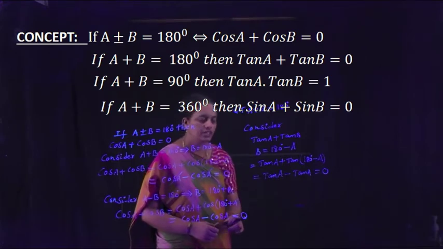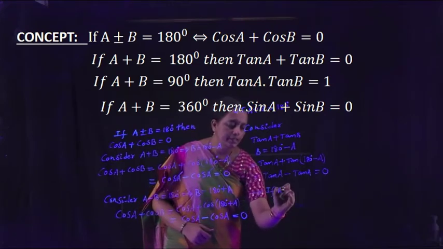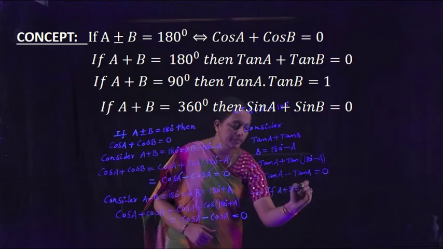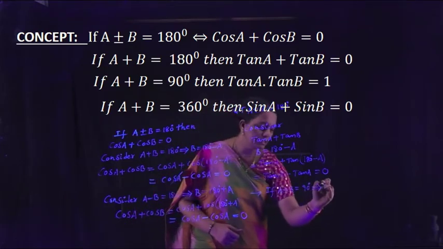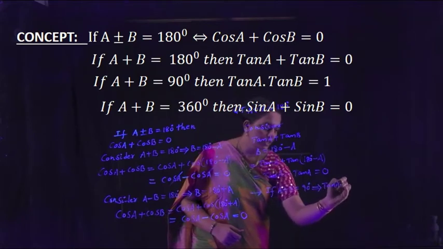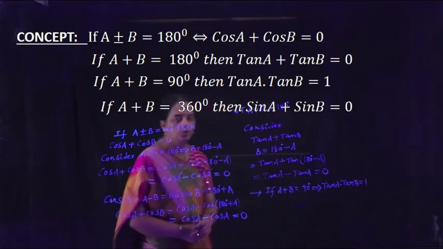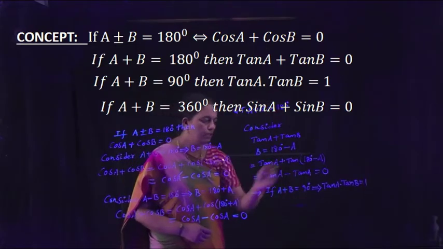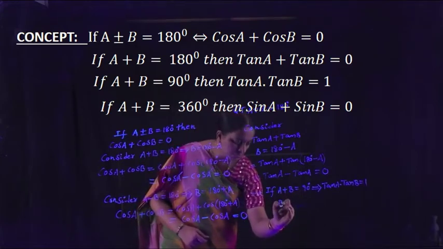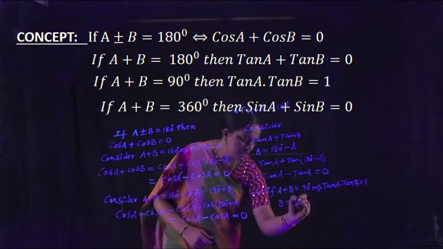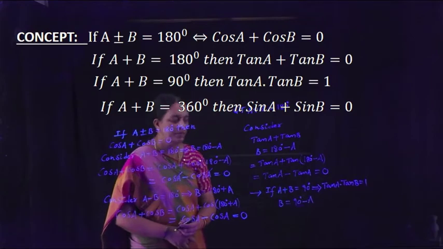And the next one is, if A plus B equal to 90, then tan A into tan B is equal to 1. Now take a look at the proof. If A plus B equal to 90, then we can write B is equal to 90 minus A.